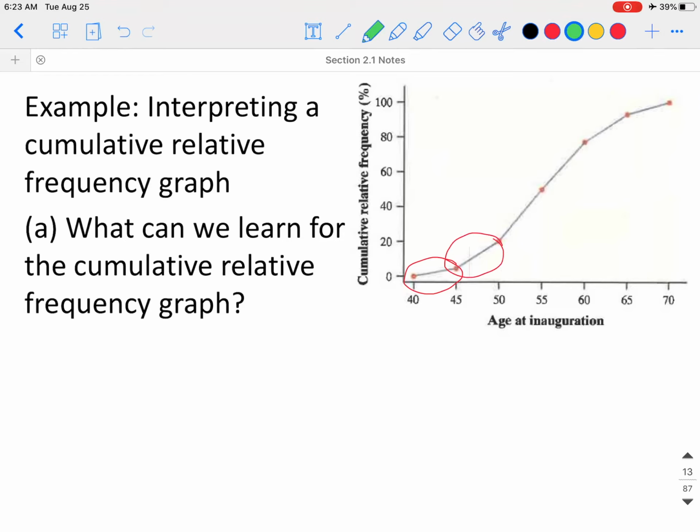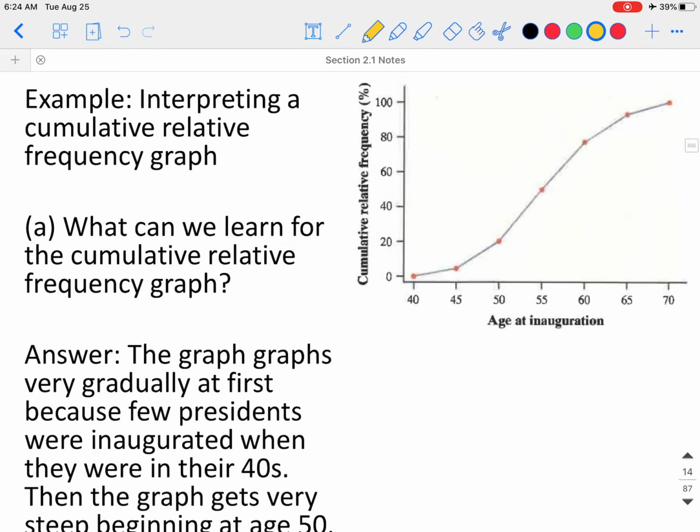Then when we jump to the 50s, this slope is much steeper because most presidents were inaugurated in their 50s. After that, the steepness of the graph goes down again because there are fewer presidents who were in their 60s or above when they were inaugurated. So the steeper the slope, the more occurrences there will be in that category.